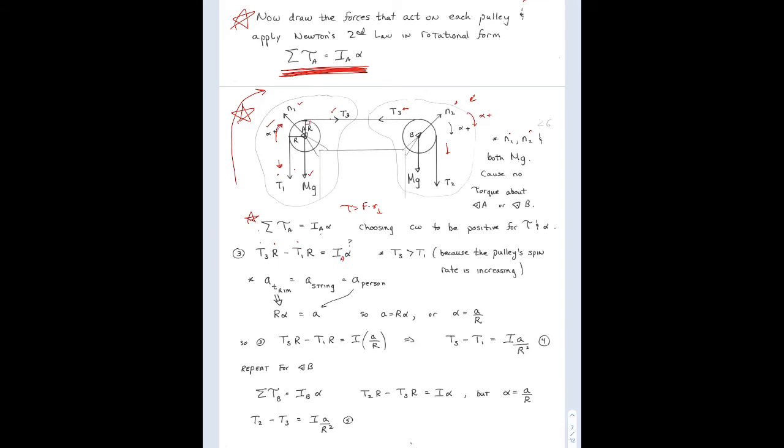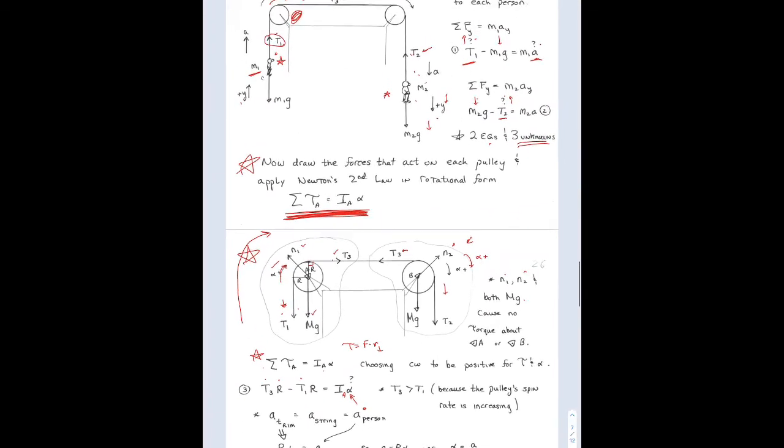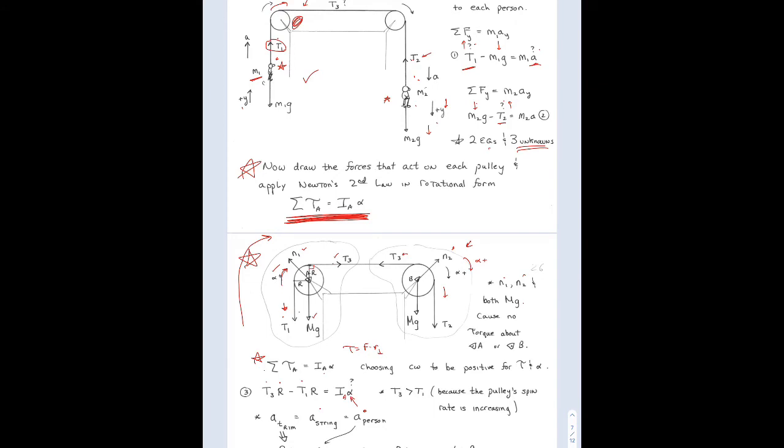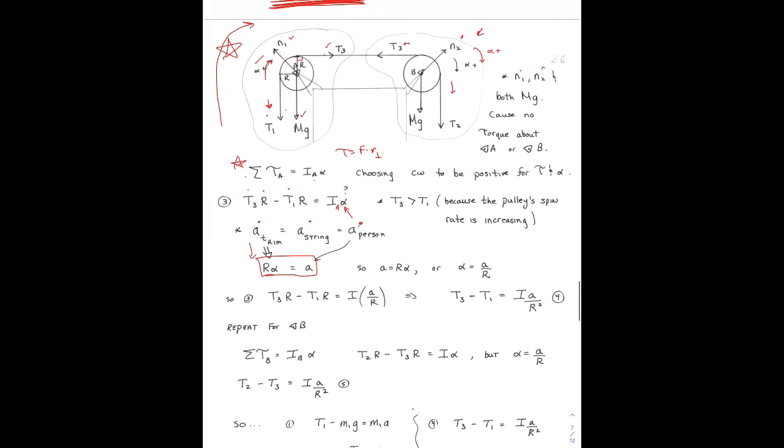Now I'm trying to find the three tensions and a, my four unknowns, and now I've got this alpha. So how do I get rid of the alpha? That's the last example we did. The acceleration of the person is the same as the acceleration of the string, because they're attached to the string, but the string is coming off the rim of the pulley. So the acceleration of the person, a, is the same as the tangential acceleration of the rim, which is R alpha. So I make a connection between what the pulley is doing with alpha and what the acceleration of the person is doing.